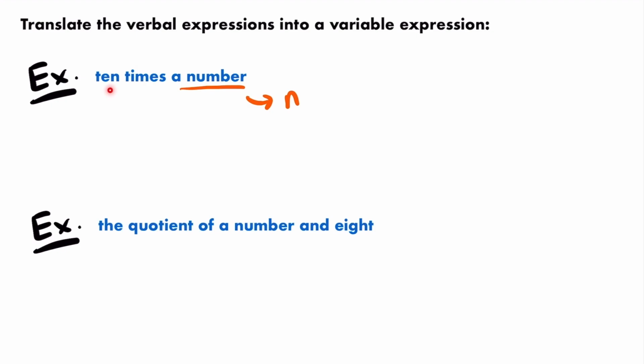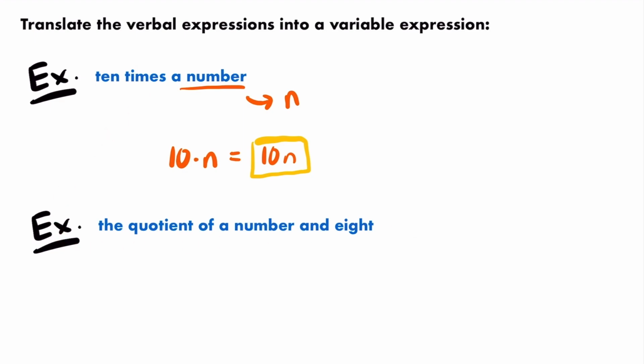And so if we have 10 times that number, times is referring to multiplication, so you could write it as 10 dot n, where that dot refers to multiplication, or you could just write it without the dot, and that would mean the same thing. That would be equal to 10n, which represents 10 multiplied by that number that we are representing with n. That is the variable expression represented by this verbal expression.